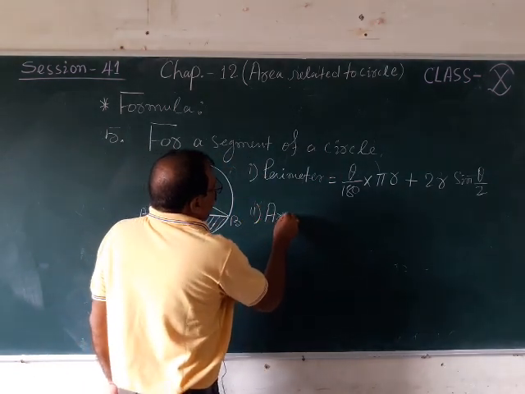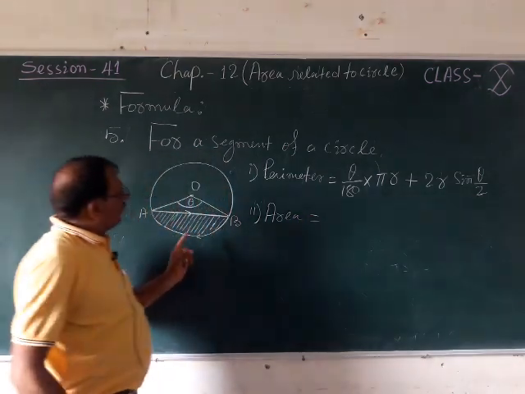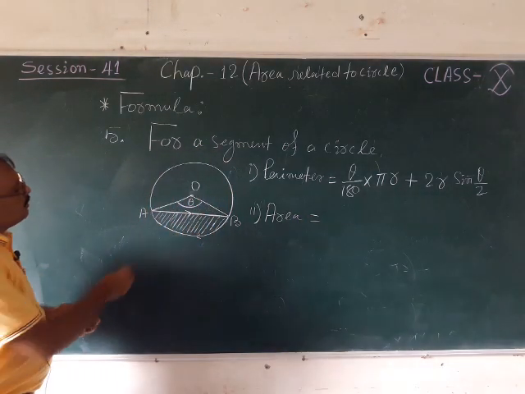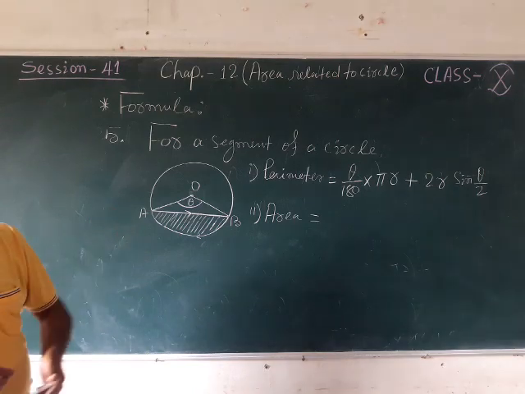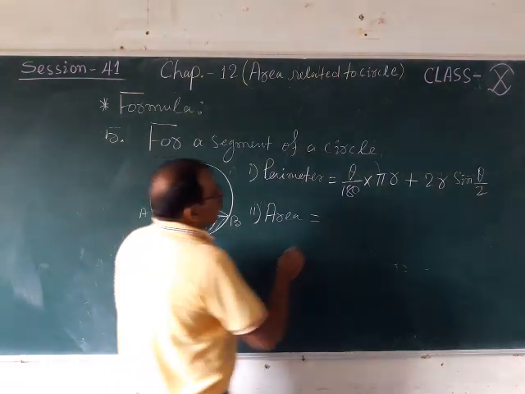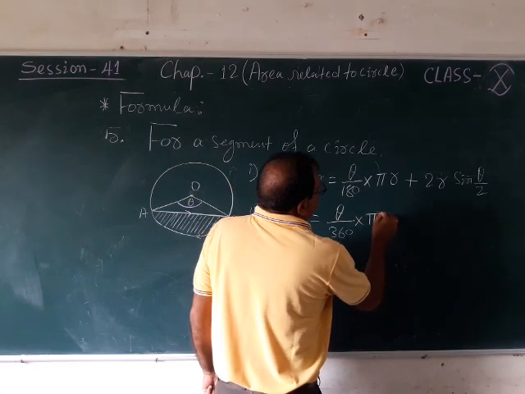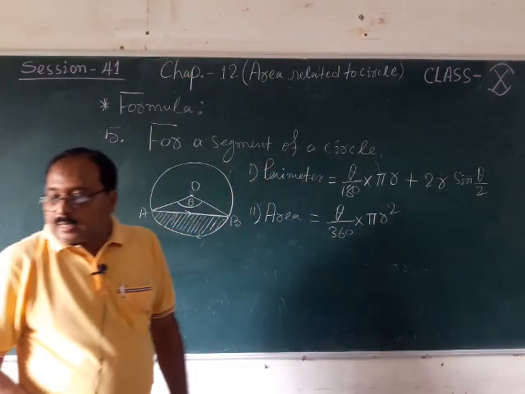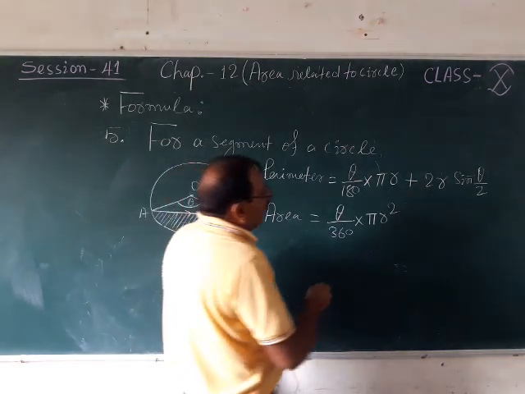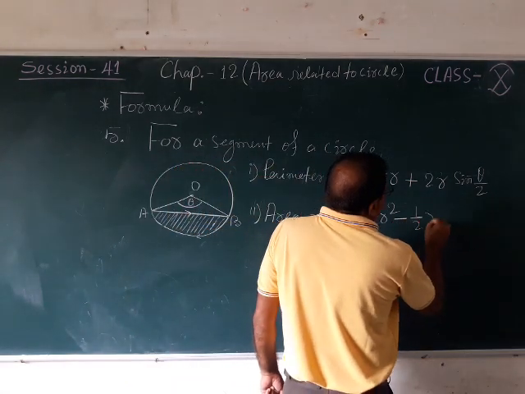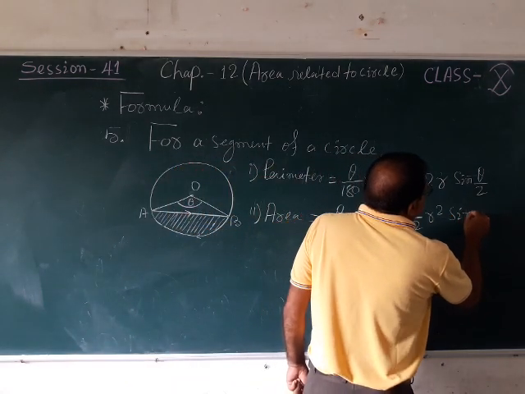Then if you want to find the area of this particular segment, the shaded region I am talking about, the area is theta upon 360 multiplied by pi r square, then subtract half r square sine theta.